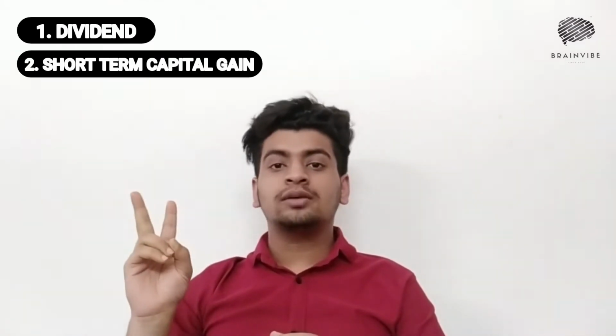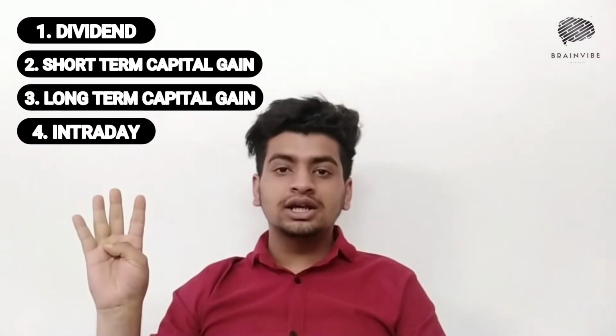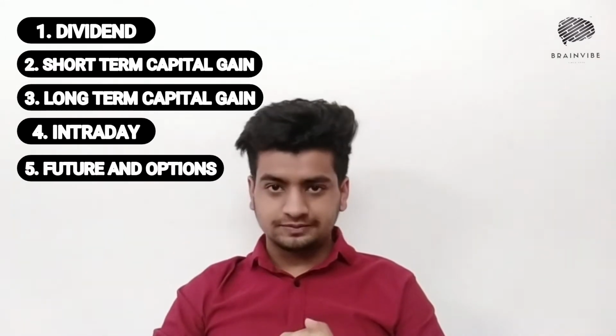Today we'll talk about taxes on your investments like mutual funds, stocks, debt funds. Now let's start. There are 5 types of incomes from stock market. One is dividend, second is short-term capital gain, third is long-term capital gain, fourth is intraday, and fifth is futures and options. To understand taxation more easily, I'll suggest you to recognize a tax slab from here. You can select a tax slab according to your income. Let's start from the first thing, that is dividend.